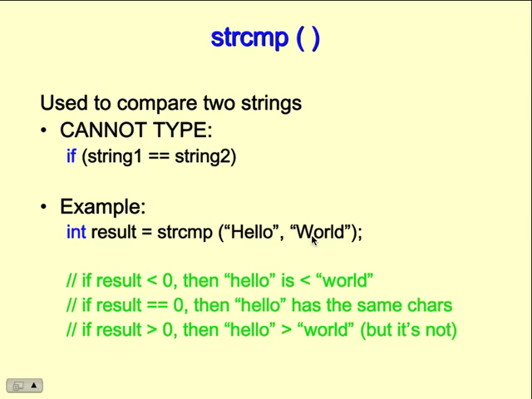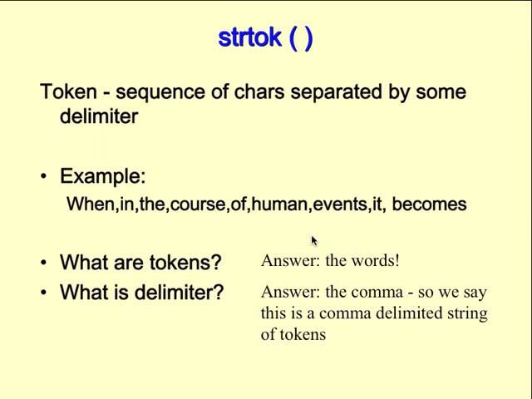But it's not the same. Hello is bigger than world. So, string token. A token is a sequence of characters separated by some sort of delimiter, usually a comma or a space.